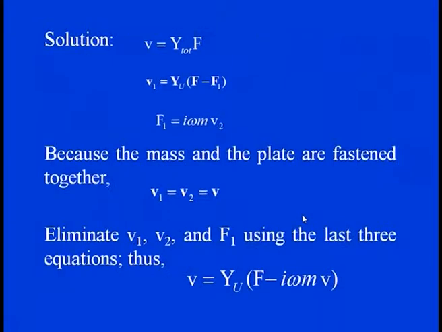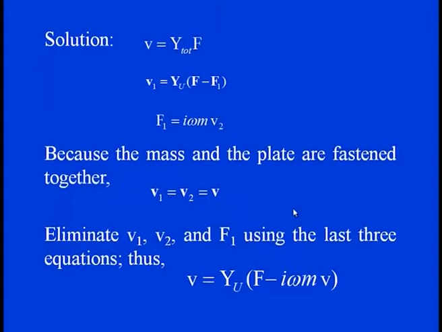So with this we can calculate V equals Y total F, which we would like to find out, where V1 is equal to the mobility Yu times the force. So V1 equals Yu (F minus F1), whatever the difference between these two forces. F1, which is due to the added mass, is i omega m times V2. Since the mass and the plate are fastened together, we assume there is no velocity difference and no loss.